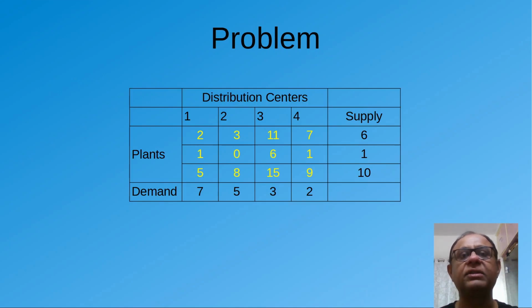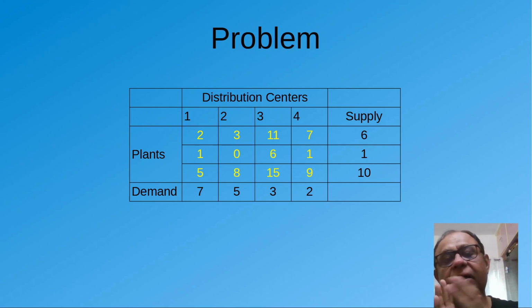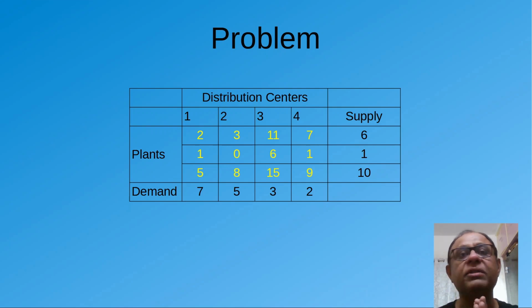Now we have a supply chain distribution problem where we have distribution centers 1, 2, 3, 4, and we have plants number 1, 2, 3. Now plants number 1, 2, 3, they can supply 6, 1 and 10 units. That is, plant number 1 can supply 6 units, plant number 2 1 unit, and plant number 3 10 units. Now the demand from the distribution centers is, from distribution center number 1 it's 7, from distribution center number 2 it's 5, from distribution center number 3 it's 3, and from distribution center number 4 it's 2.